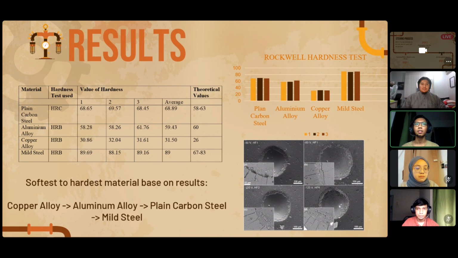So this is the result for the Rockwell hardness test. We can see plain carbon steel using hardness test HRC and others using HRB. Softest to hardest material based on the result starts from copper alloy, aluminium alloy, plain carbon steel, and lastly mild steel. Next.